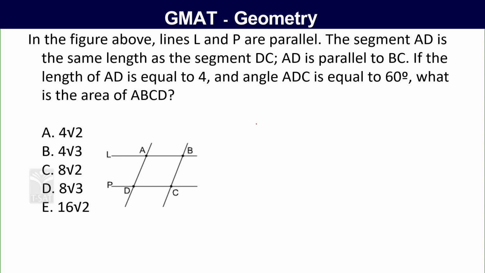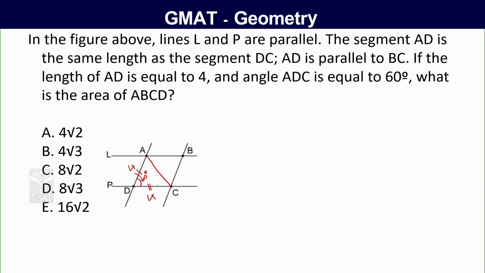So the question says that L and P are parallel and AD is the same length as DC. Let's just join this A to C. And it also says that AD is parallel to BC. If the length of AD is equal to 4, if this is 4 units, this is also 4 units, and the angle ADC is equal to 60 degrees. Angle ADC, that is this angle, is 60 degrees. What is the area of ABCD?